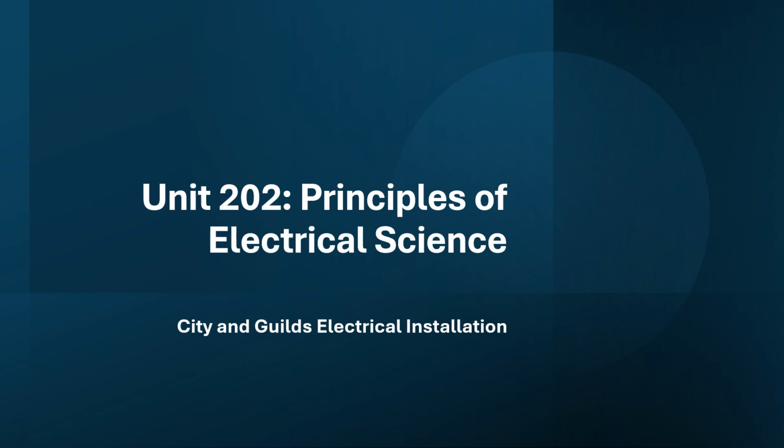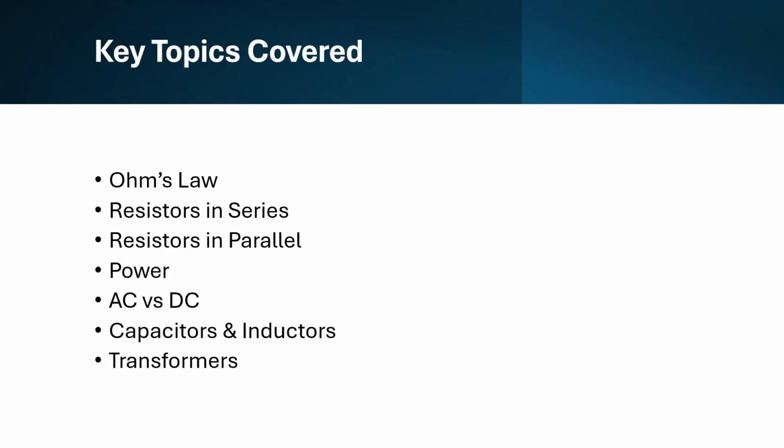This lesson covers the principles of electrical science as part of the electrical installation course via City and Guilds. This is my interpretation of the subject matter and hopefully provides some assistance. The key topics we will cover: Ohm's law, resistors in series and parallel, the power equation, AC versus DC, and an introduction to capacitors, inductors and transformers.